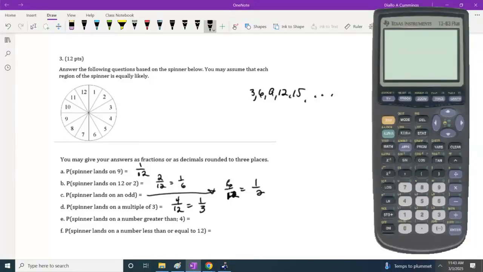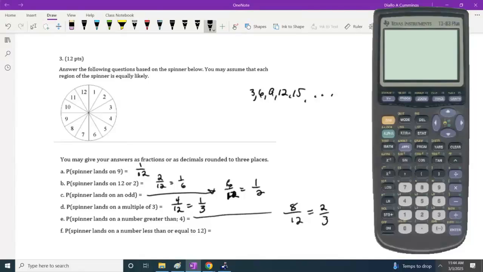The spinner lands on a number greater than 4. Well, there are 12 numbers to choose from. Out of those 12 numbers, how many are greater than 4? 8, because we can't include 4, since 4 is not greater than 4. It can be greater than or equal to, but since there is no equal to, I cannot use the number 4. So that gives us 5 through 12, which is 8. So 8 over 12, I can reduce both by 4, giving 2/3.